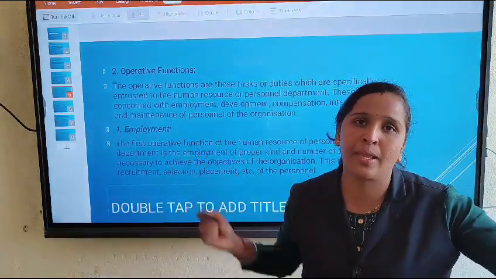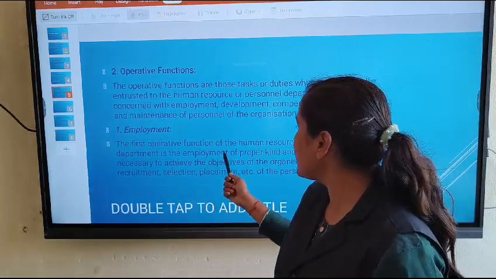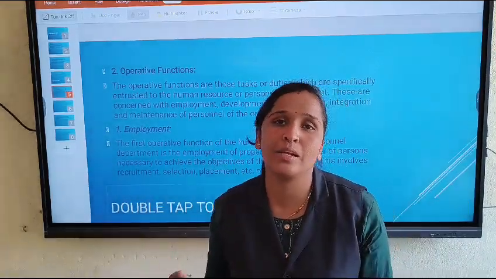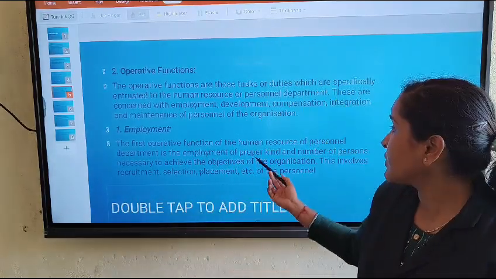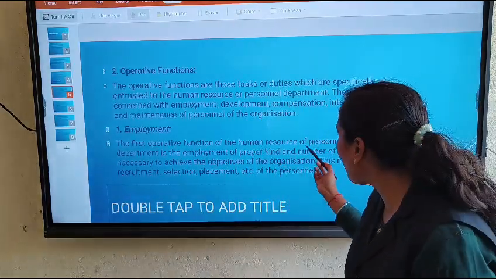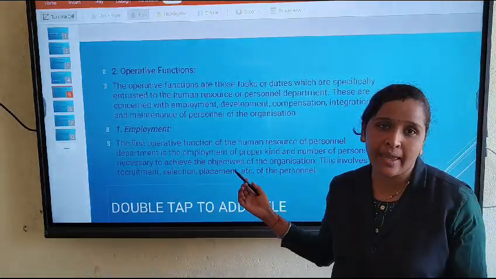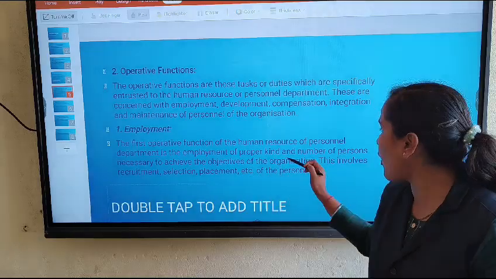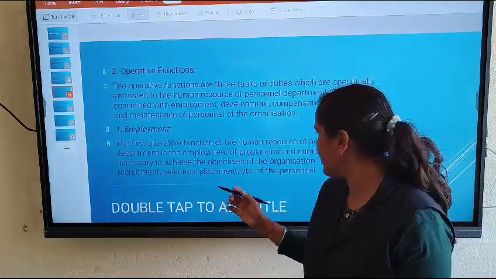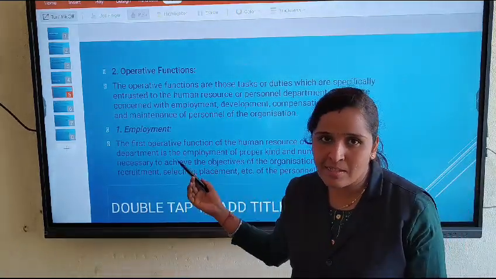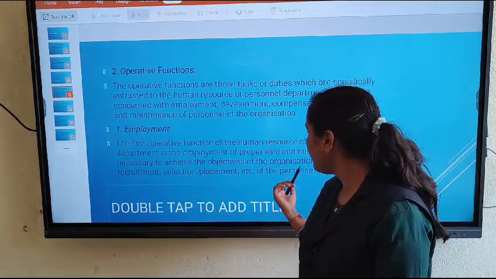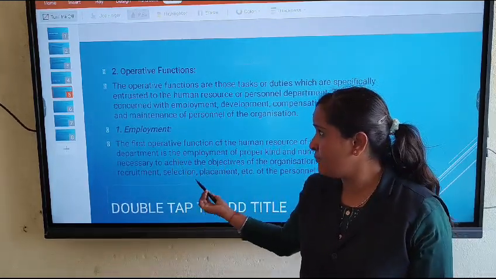First function is employment. Employment is an operative function of human resources management. In the department of employment, the proper kind and number of persons is necessary to achieve the objectives of the organization. It involves recruitment, selection and placement of personnel.